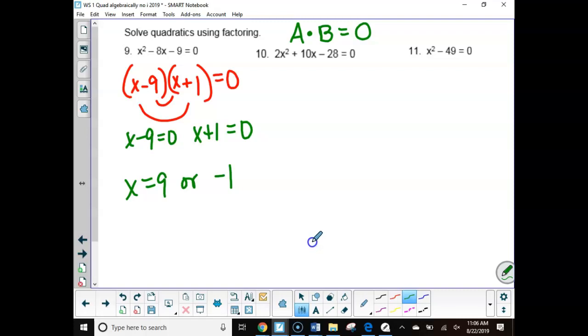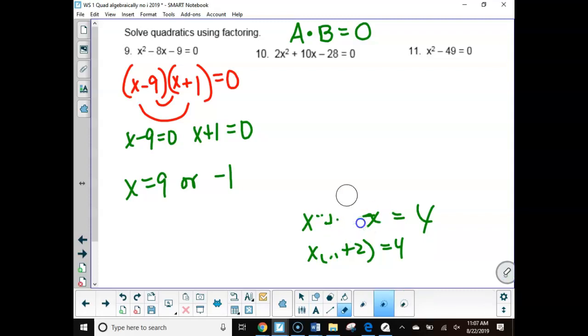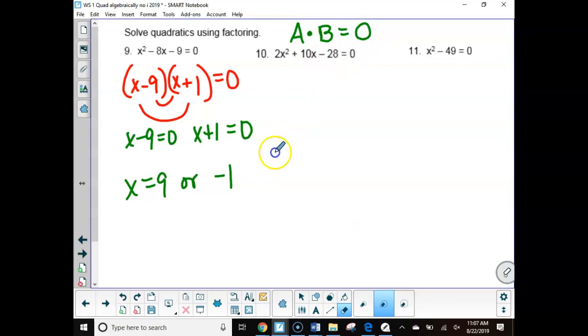We get to trig in the second half of the year, and people start doing this. That's a 4. And they'll go, oh, I'll take out an x. So either x equals 4 or x plus 2 equals 4. Is there such a rule as two things that multiply to make 4? One of them has to be 4? No. Okay. The only way this rule works is if we have a 0. All right. So what can we do first to number 10?